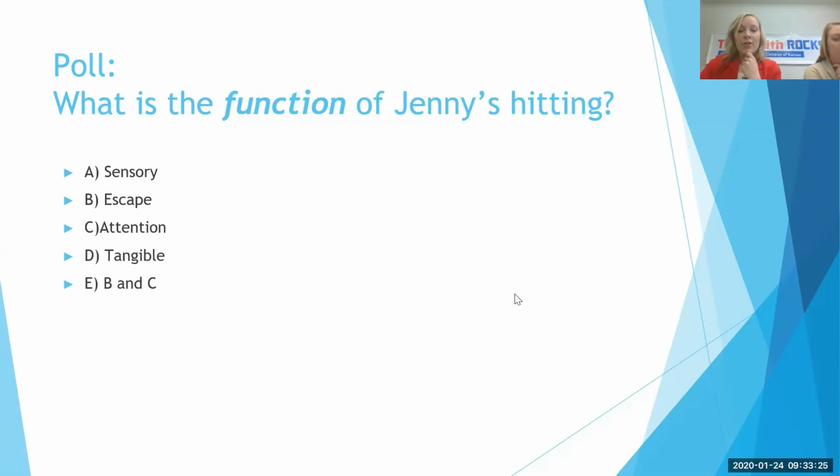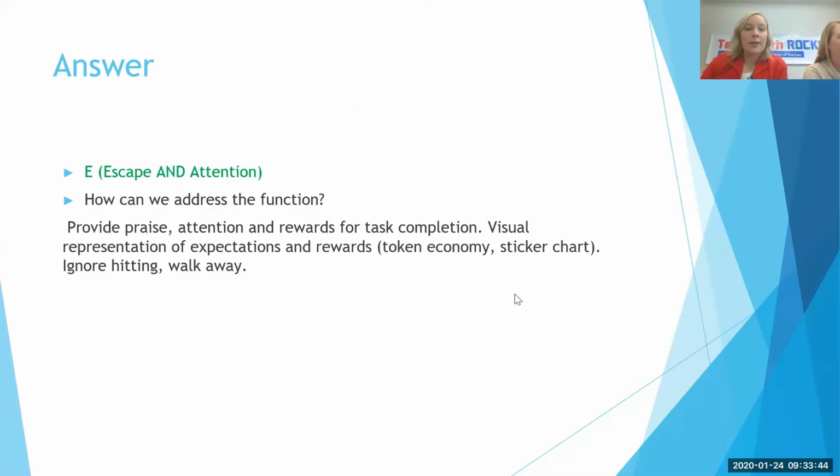Great, and so the correct answer was B and C. It was actually because she was getting to escape, which is B, and she's also getting attention. So it can be multiple things, and it can be multiple things that are maintaining it. So the person that said attention is not wrong. That's great. It was multiple things.